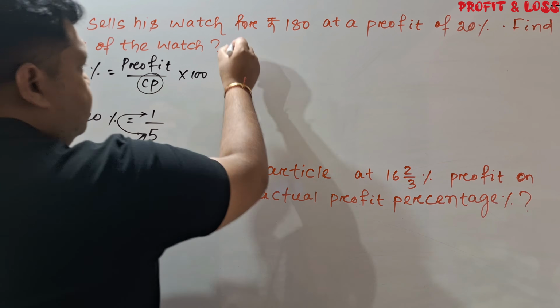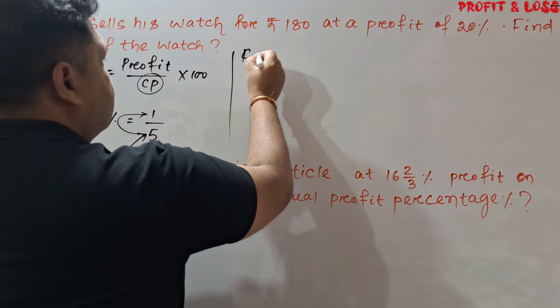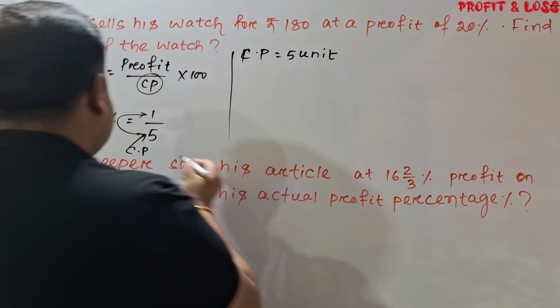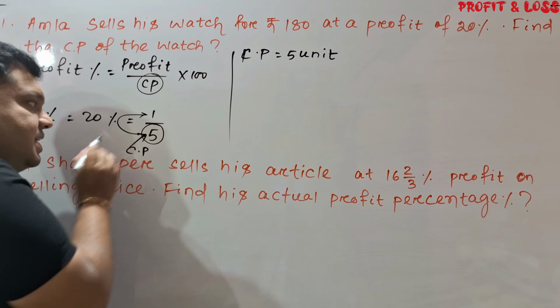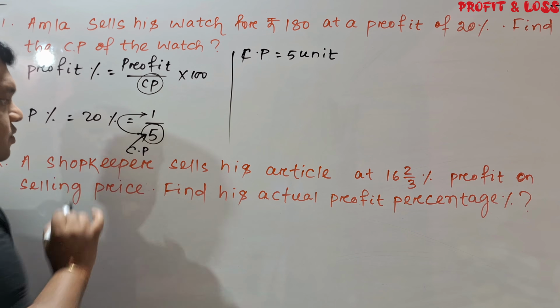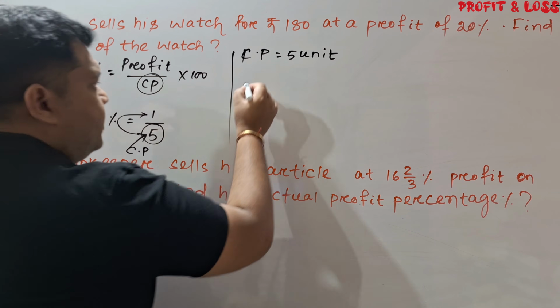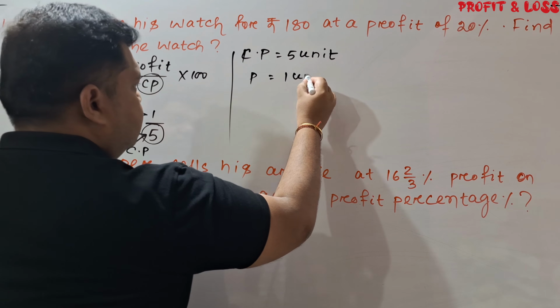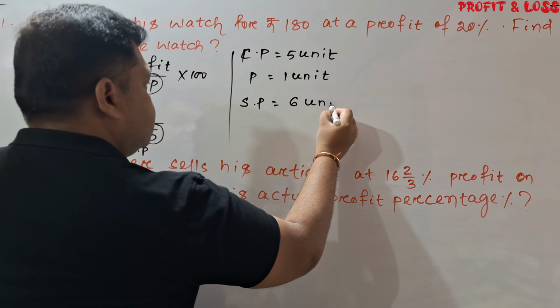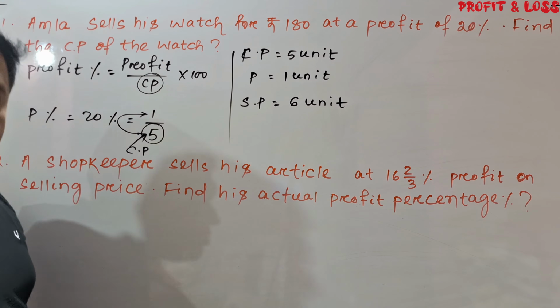Here I will write. Here I assume the cost price of the article is 5 units, because in percentage, the denominator always indicates the total value. So this is the cost price. I assume the cost price is 5 units. Then profit is equal to how much? 1 unit. Selling price is equal to how much? 6 units, because selling price is equal to cost price plus profit.